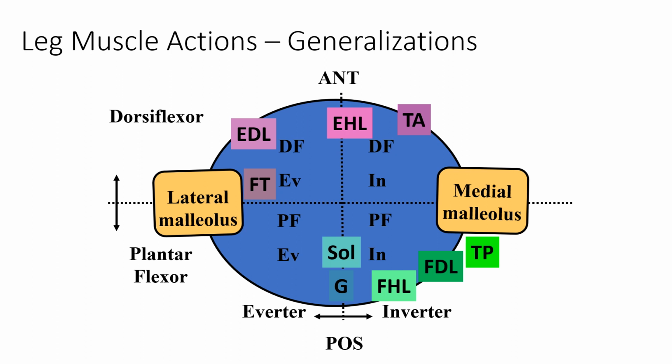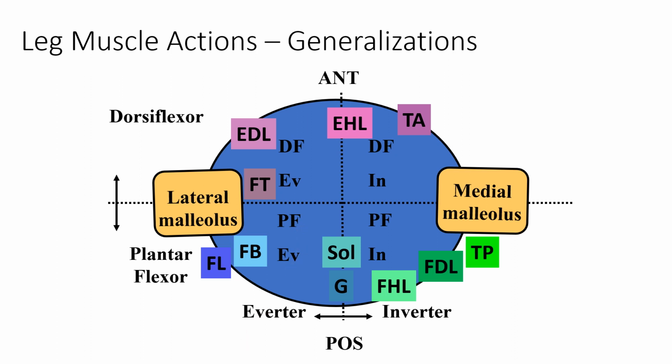Finally, let's talk about the lateral compartment, where we have the tendons that run behind the lateral malleolus. So that is our fibularis longus and our fibularis brevis. Because they are both in this compartment, those two muscles do plantar flexion and eversion of the foot.